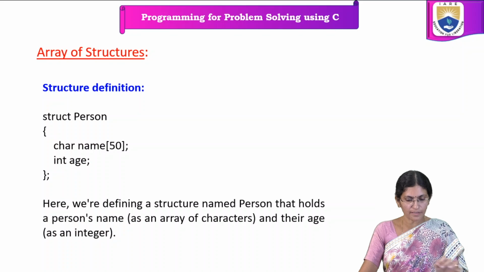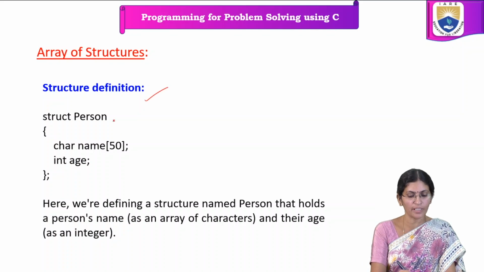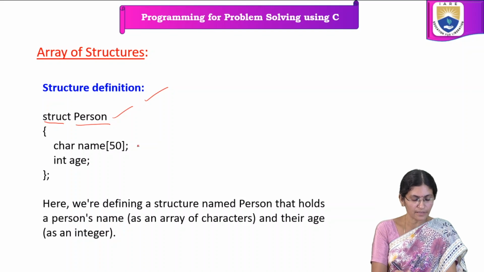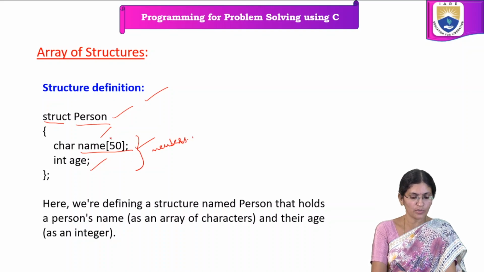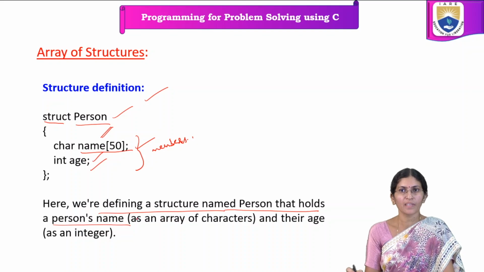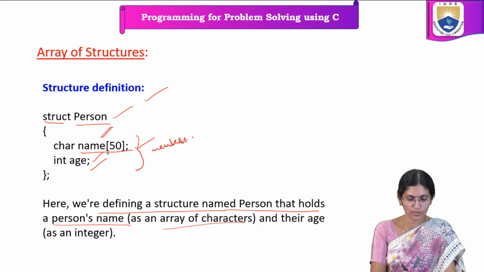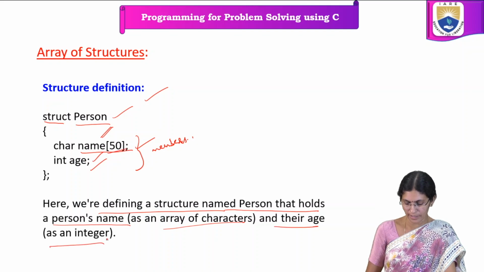So let us see one example. Structure definition related to a person. Here we have created a structure using the keyword struct. The name of the structure is person, and this structure has two attributes, name and age. These are the two members of this structure. So we are defining a structure named person that holds a person's name as an array of characters, and their age as an integer.